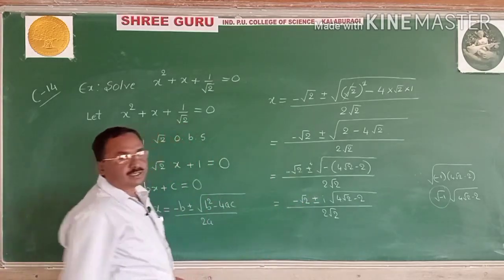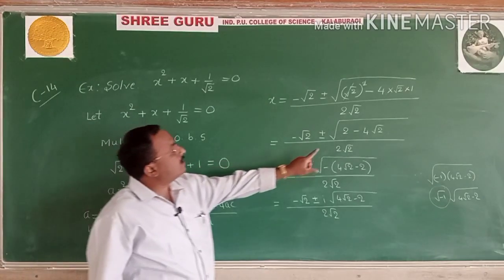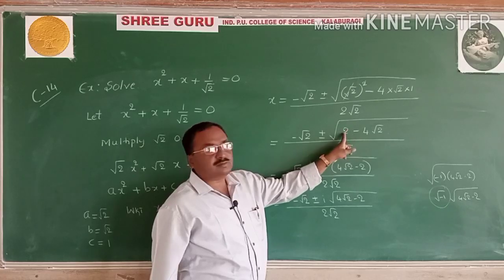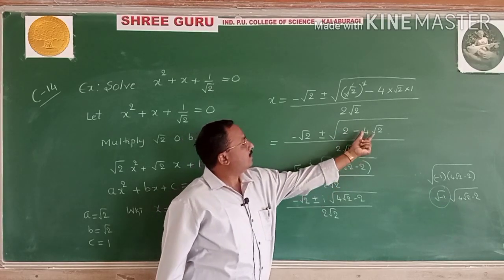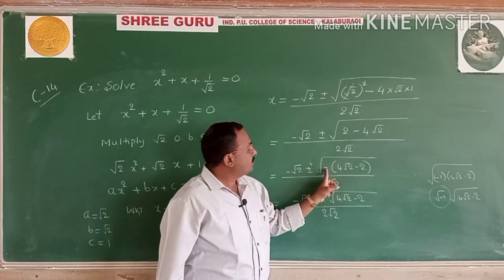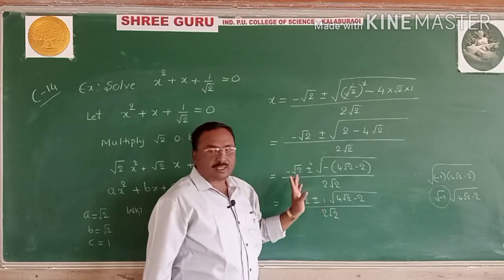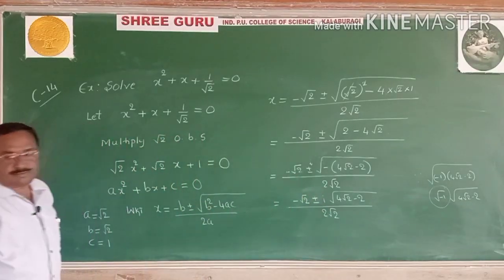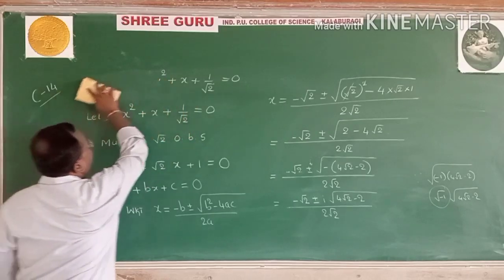This is finished. Here the quadratic equation is solved. Carefully write the imaginary part. Taking minus common, first write this one, second write this one. This is minus, minus minus plus. The root of minus 1 is i. That is the value. Next example.